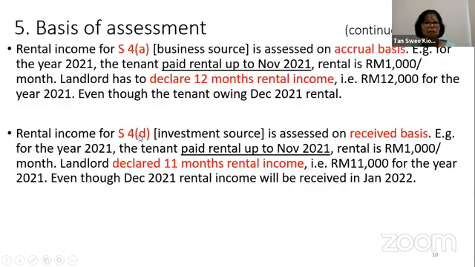Now we look at basis of assessment. Rental income for Section 4A is taxed on accrual basis. What it means, for example, tenant A pays rental up to November 2021, but in December 2021, he still stays there. So as a landlord, you have to declare 12 months rental income. December income, you have to accrue, even though your tenant has not yet paid you, because you know that he's going to pay you. This is for Section 4A. Taxable income in year 2021, even though not yet received that 1 month rental.